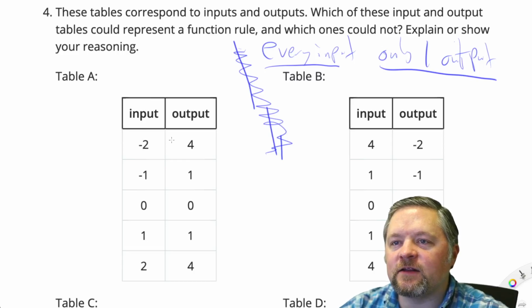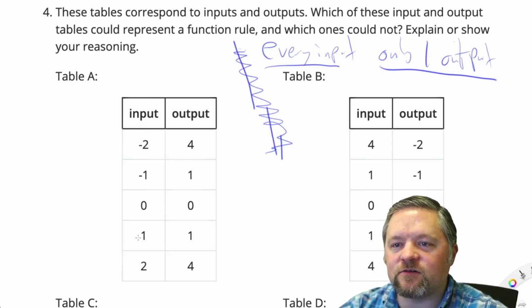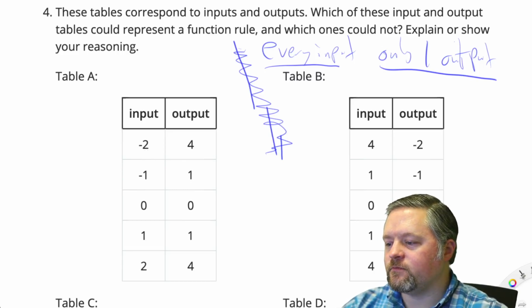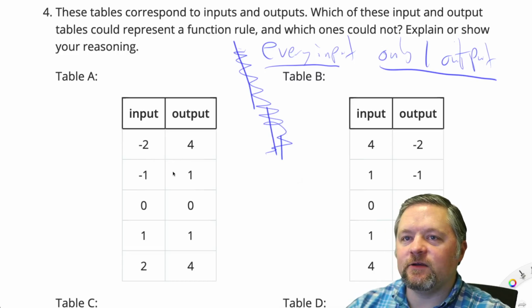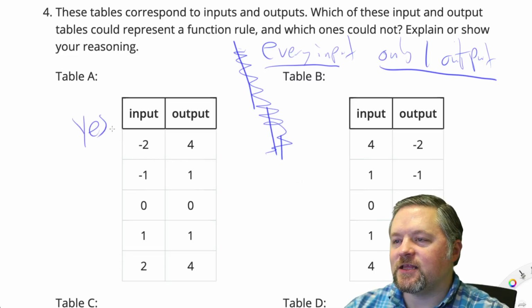So input -2, get out 4. Input -1, get out 1. Input 0, get out 0. Input 1, get out 1. Input 2, get out 4. Okay, every input does have exactly one output. So this one, yes, that can be a function.